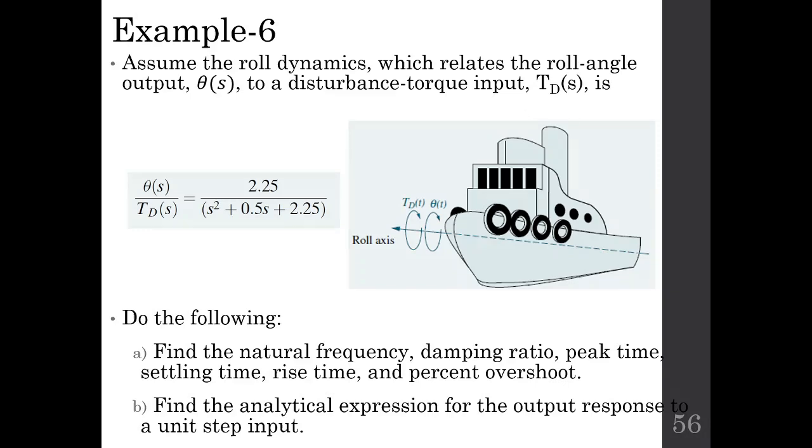Here is another example that you have to solve by yourself. In this question, you need to find the natural frequency omega n, damping ratio zeta, peak time, settling time, rise time, and the percent overshoot. You also have to find the analytical expression for the output response to a unit step input, which means that you need to apply the unit step signal on this system transfer function to find out theta of t.